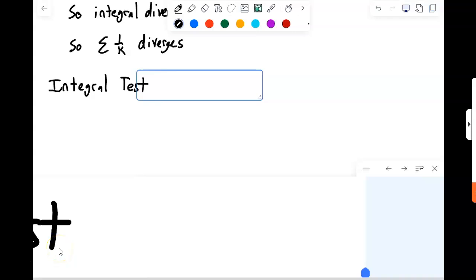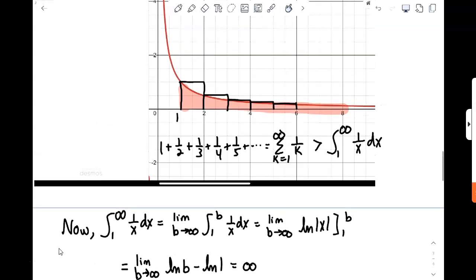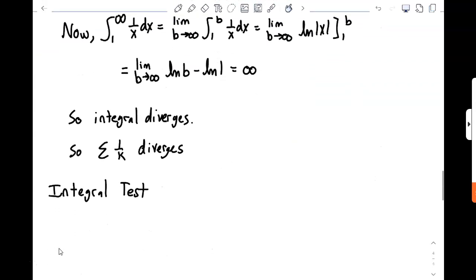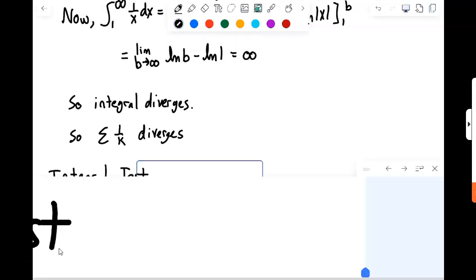Okay, so in the previous example, we saw how we could use an integral to talk about the convergence of this series. Well, it turns out that result wasn't just unique for the harmonic series that we looked at, but it can actually work with many different series.